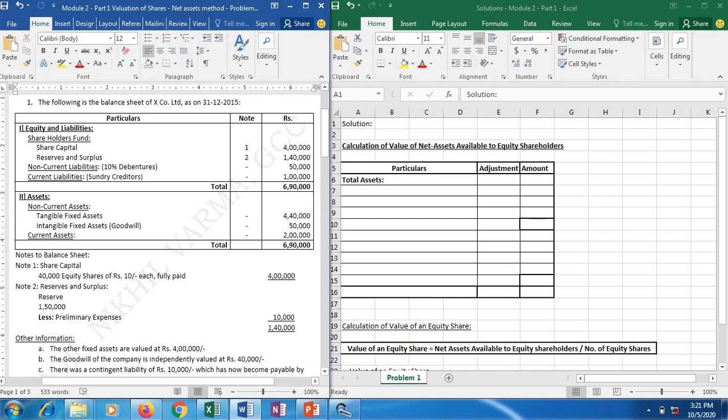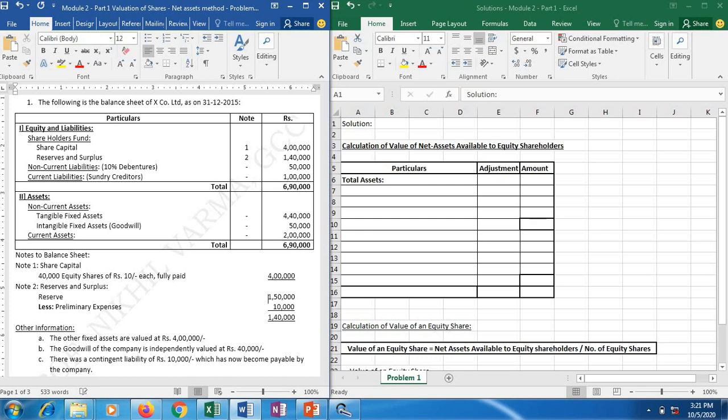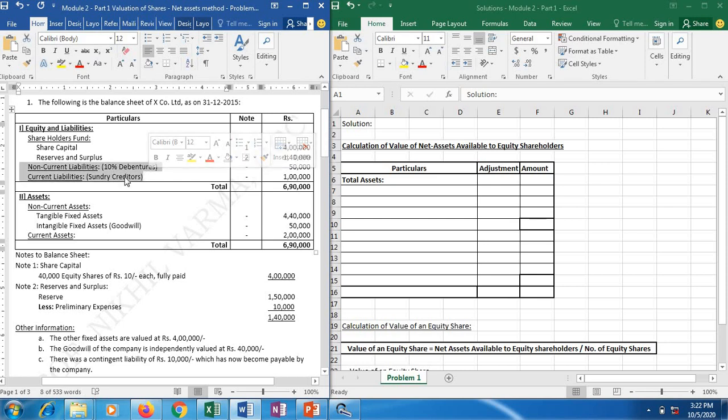We have reserves 1,50,000 less preliminary expenses 10,000. We are anyhow going to ignore this, so this doesn't matter. We are going to look at note 1 only for the number of equity shares and nothing else. Then we have non-current liabilities. Debentures is an outside liability. Then we have current liabilities, sundry creditors. These two will come under outside liabilities.